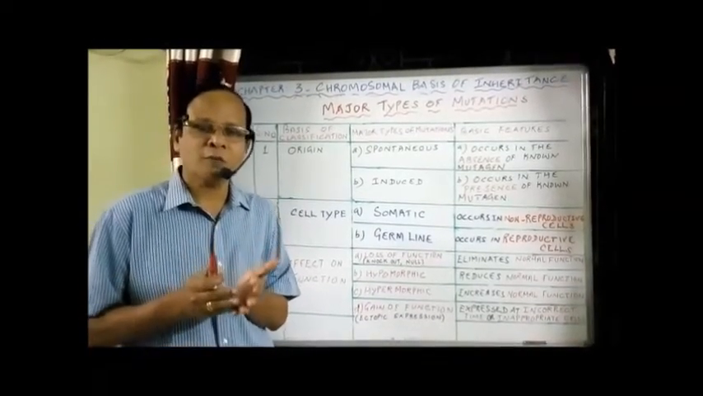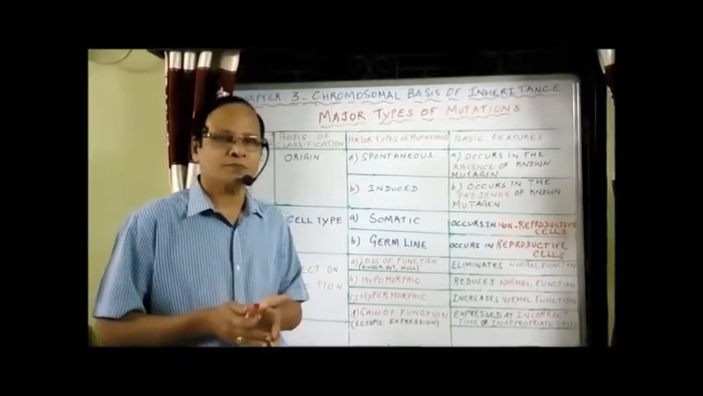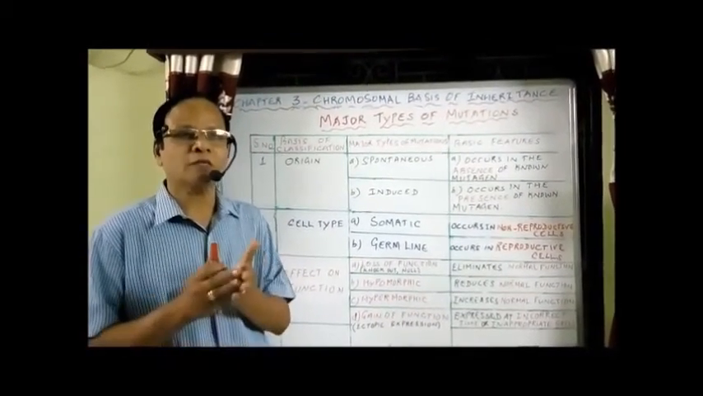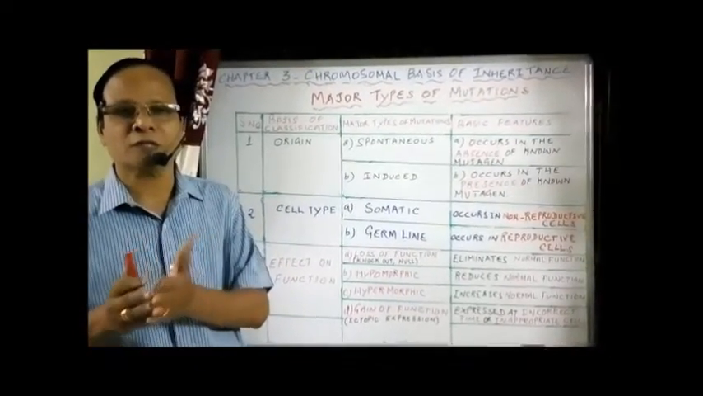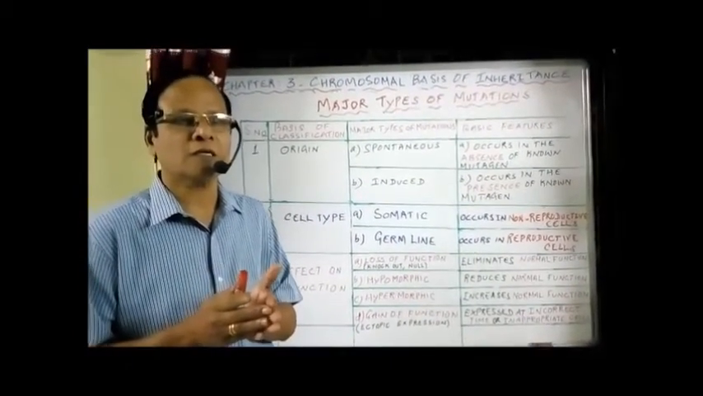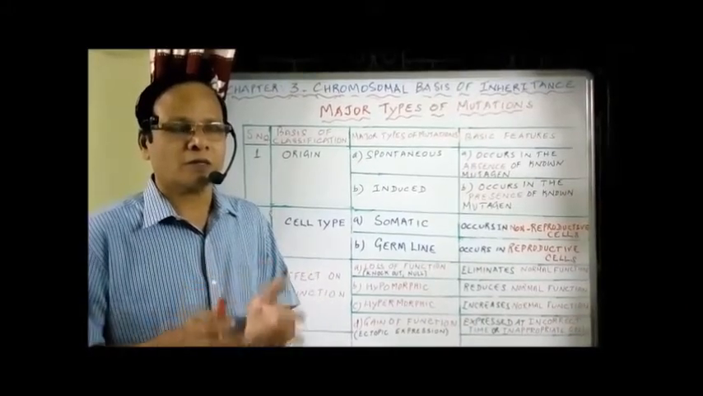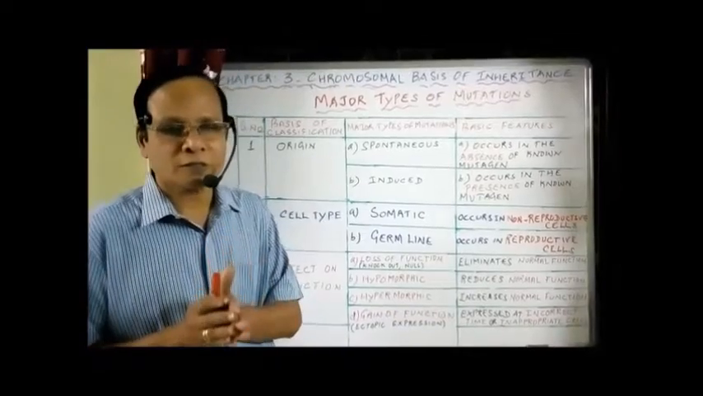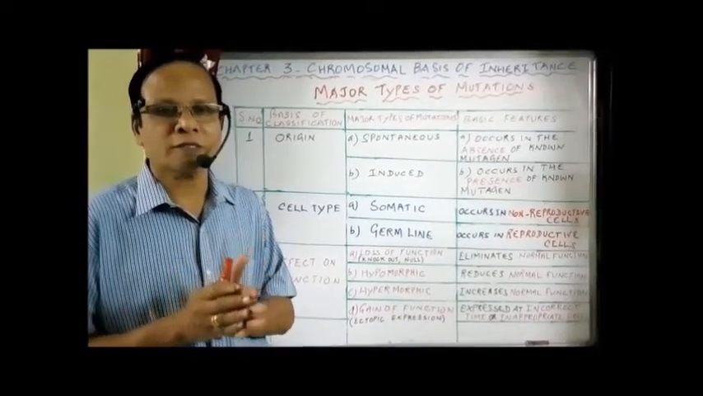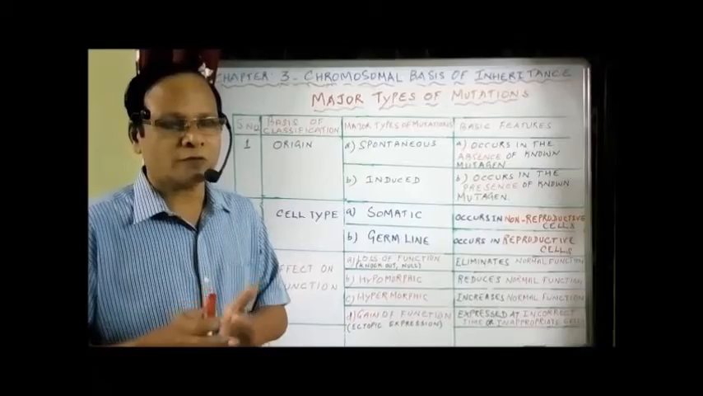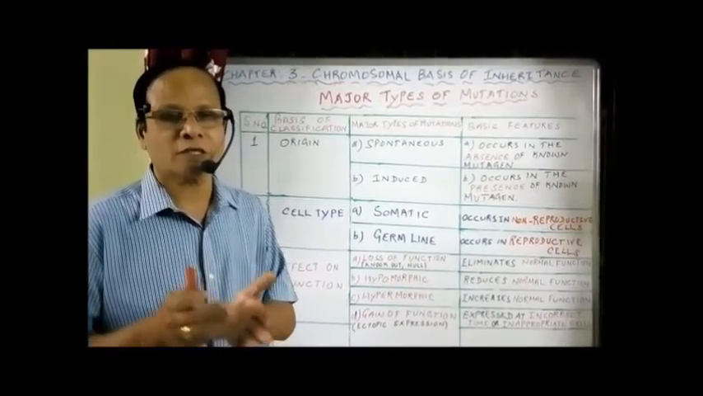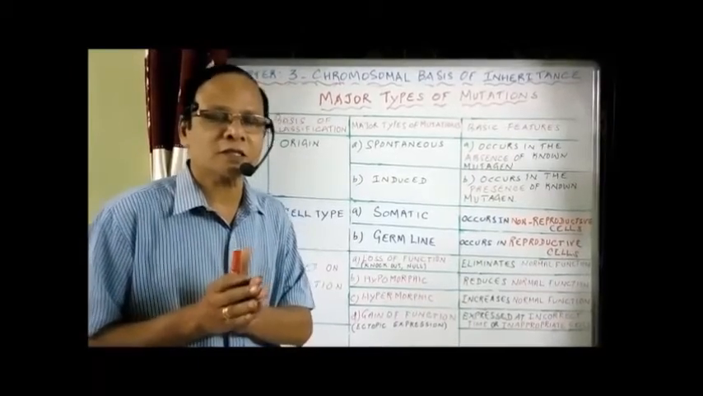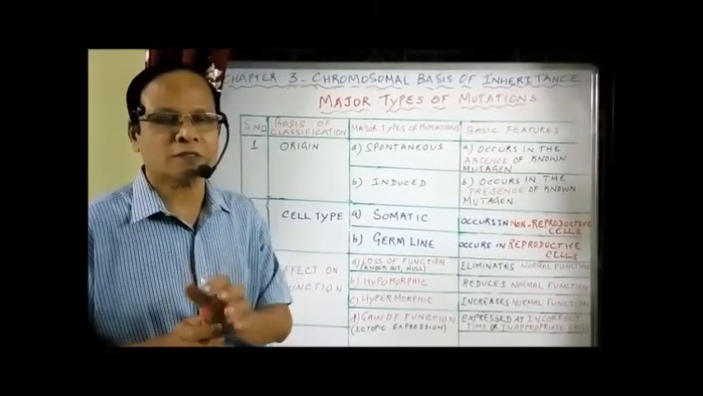The mutations may be classified based on the origin, or based on the cells in which they take place, or based on the nature of the function, whether the function has been increased, decreased or eliminated, and also based on the molecular change. What we studied already: nucleotide substitution, transition, transversion, deletion, etc. And also those mutations which affect the translation process. These are the 5 bases.